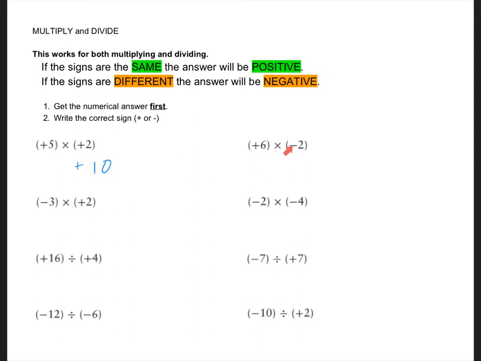Over here, we got 6 and a 2. We're multiplying them, so we know the answer is going to be 12, and the signs are different, so it's going to be -12. Okay, try the rest of those. For division, it works exactly the same.